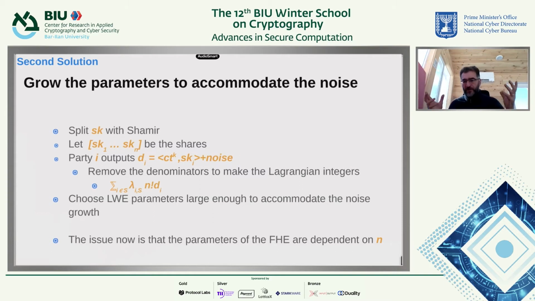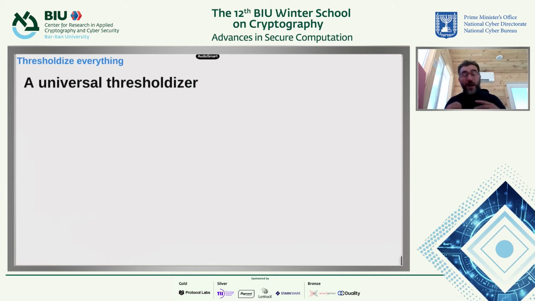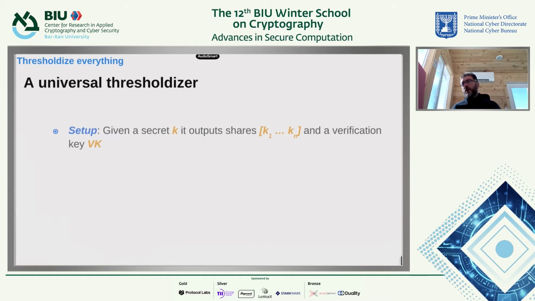We have a threshold FHE, neither of them incredibly efficient, but one using this binary linear secret sharing, the other growing the noise parameters using Shamir. Once we have this threshold FHE, we can build a universal thresholdizer, which is a pretty standard notion, in that basically we want to use this threshold FHE to do non-interactive MPC.